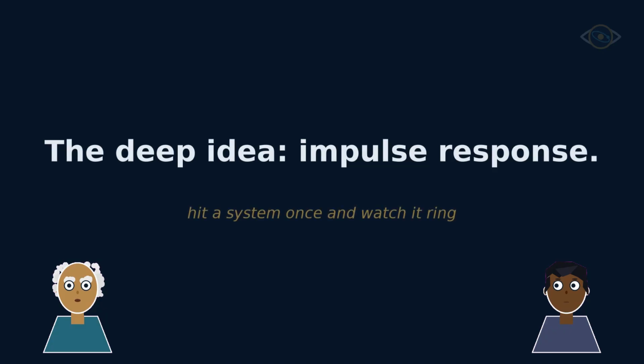Here's where convolution comes alive. Hit any stable system with a single sharp spike, a hand clap in a room, and it answers with a characteristic decaying response. That's its impulse response. Like the way a single clap in a big hall spreads into a long, fading echo. That echo is the room's signature.